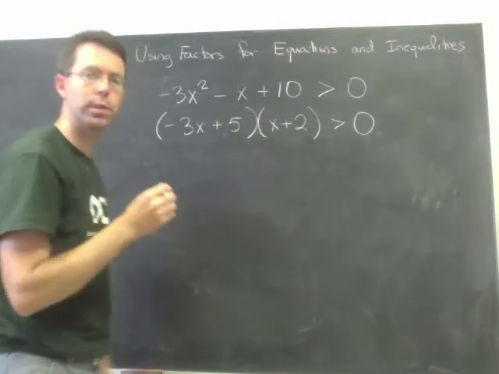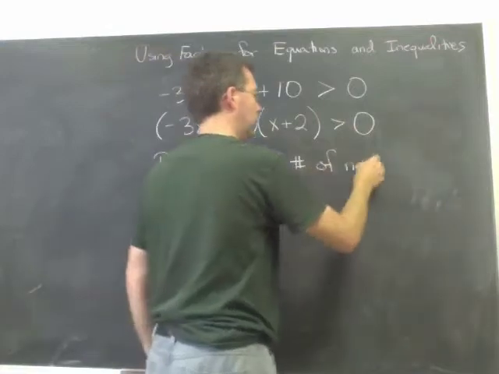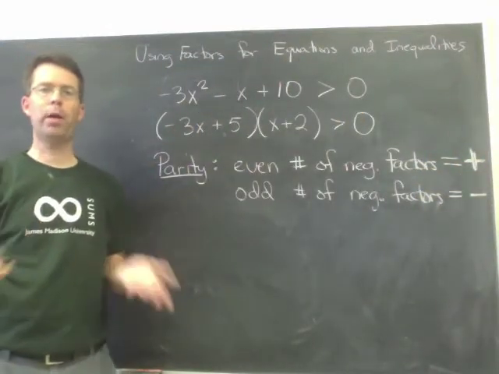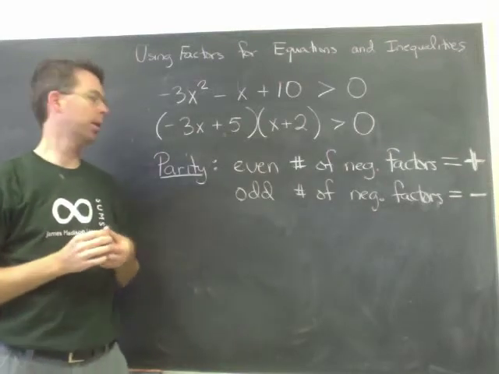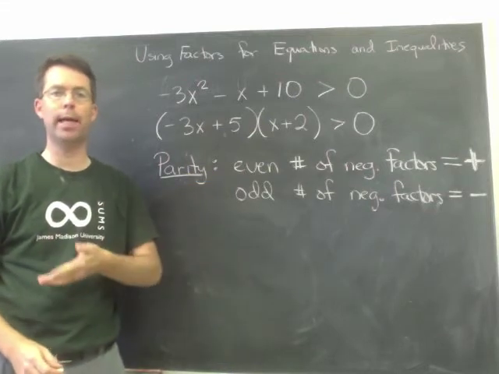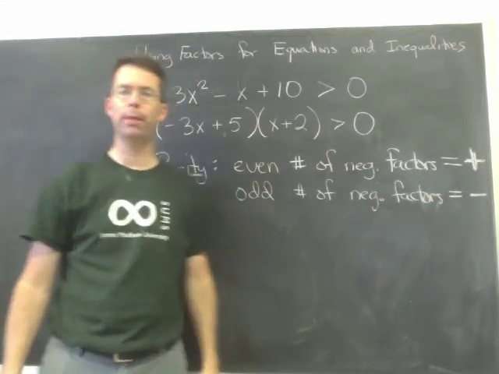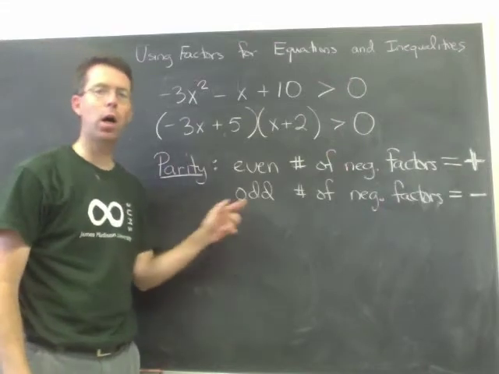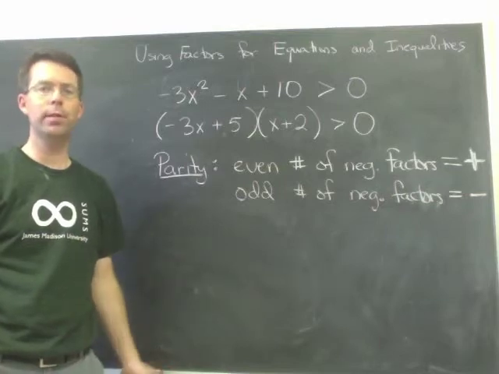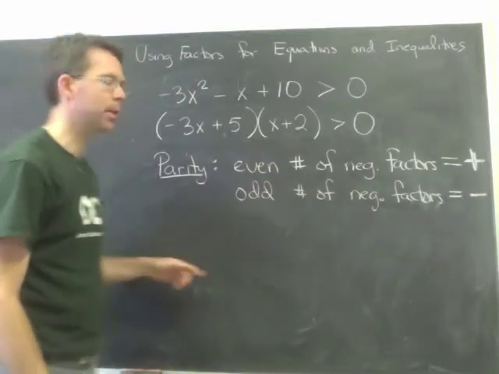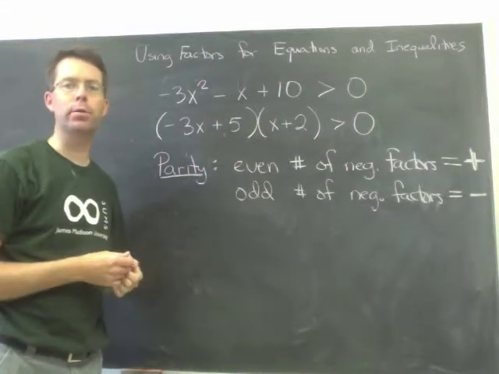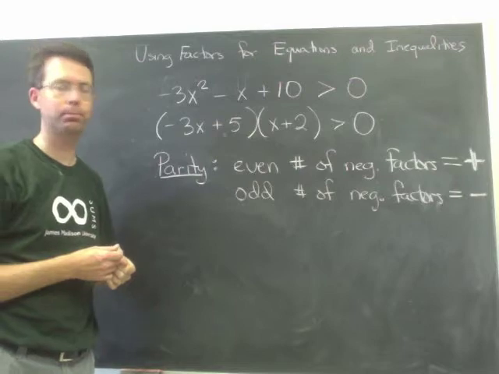And so what I want to do is use parity rules. Parity has to do with even and odd. If I have an even number of negative factors, for example, negative 2 times negative 3, the negatives cancel, and I'm left with a positive number. But if I have an odd number of negative factors, like negative 1 times 4, well, the answer is negative. So the key is not that both of them are greater than 0, but I want to know how many of the factors are positive and negative.